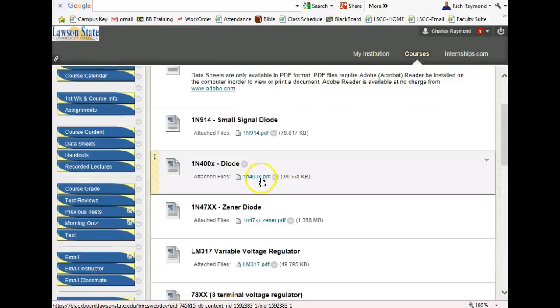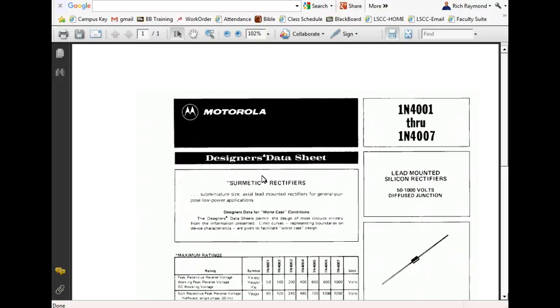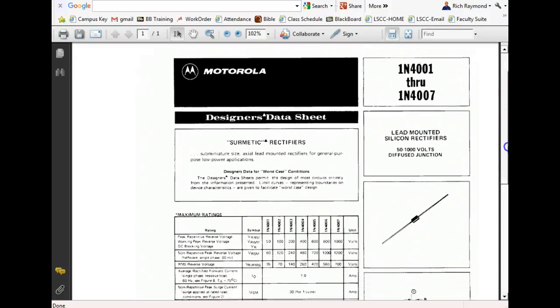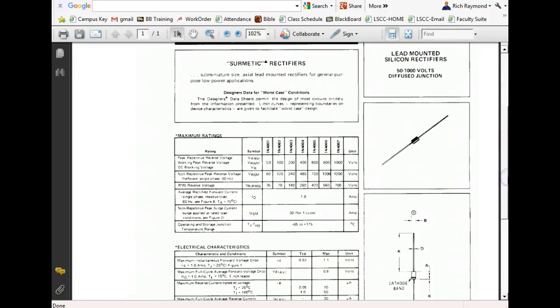So this is the 4000 series. It goes from the 4001 through the 4007. And what varies between the 4001 and the 4007? Y'all remember? Look, everything down in here is the same. What varies is this up here, that PIV, that reverse breakover voltage. The 4001, which is the one most of y'all are using, is 50 volts. And then the 4007 is 1,000 volts.